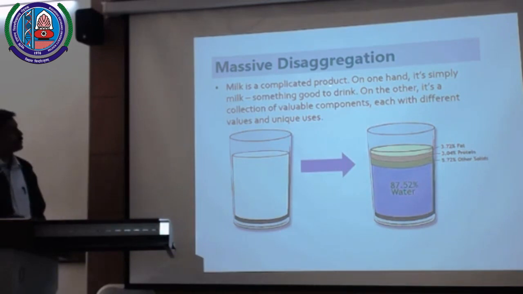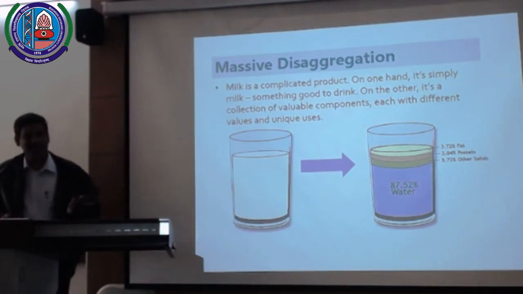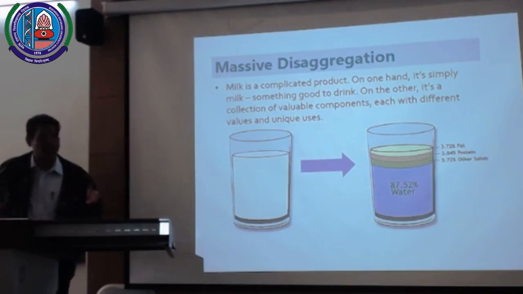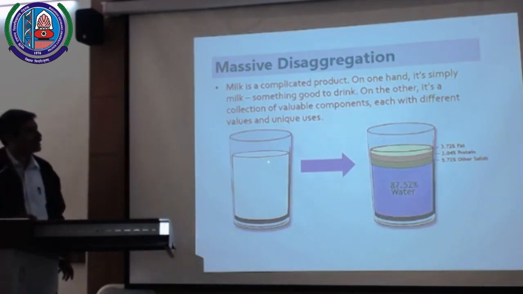Milk is a complicated product. Initially I was talking about a very simple thing, but it's not like that. Because we are used to our milk, everybody knows it. A kid knows milk better than us. So this is a simple thing to make. You can look at this. This is made here. 87.